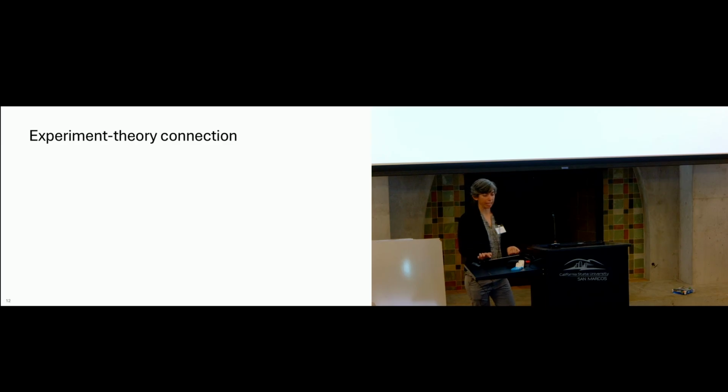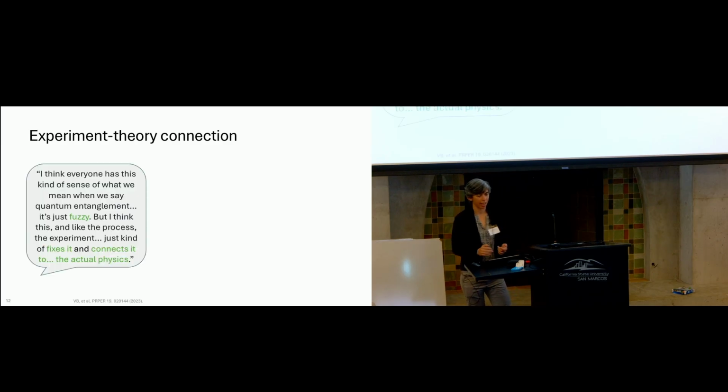Making this connection between experiment and theory, experiment seems like a natural way to do that. One student was talking about entanglement. They had done Bell's inequality violation, and they said, "I think everyone has this kind of sense of what we mean when we say quantum entanglement. It's just fuzzy. But I think the process, the experiment, just kind of fixes it and connects it to the actual physics." So there are these really abstract concepts we talk about, but what does that really mean? For this student, this was helpful. I've heard other students talk about just having a concrete idea of what a qubit is, that was really helpful for them as well. Or how do you generate entanglement? We're going to talk about that in a few slides as well.